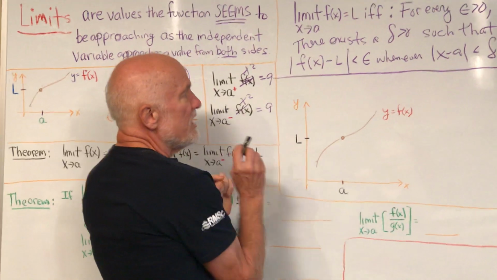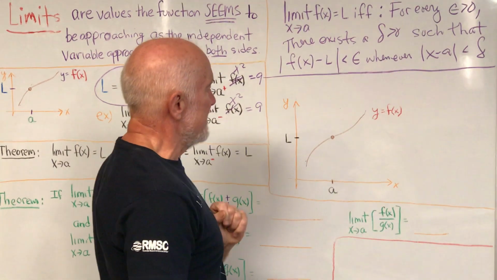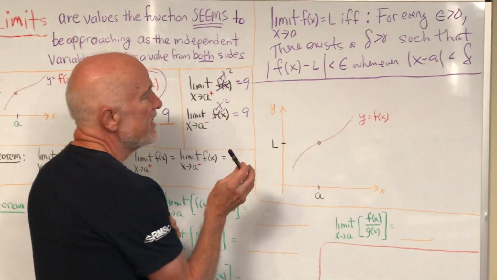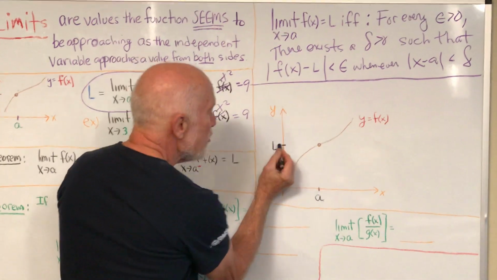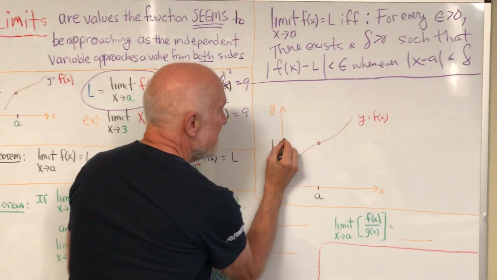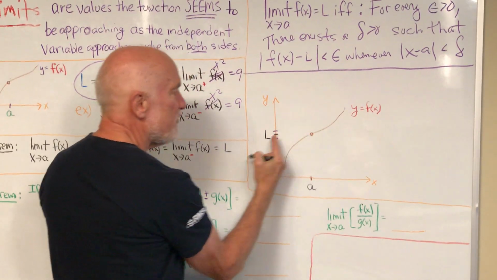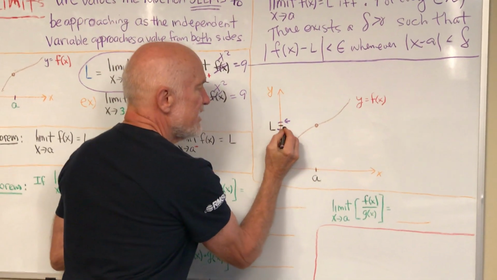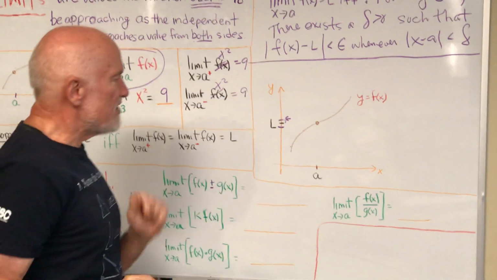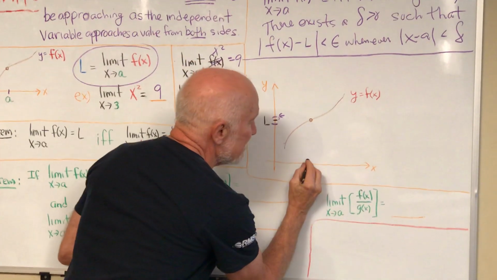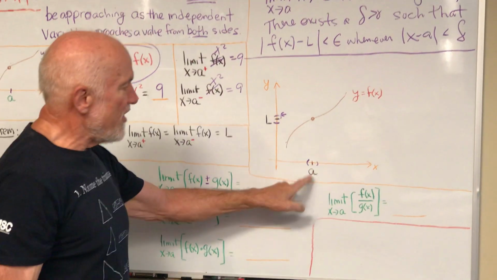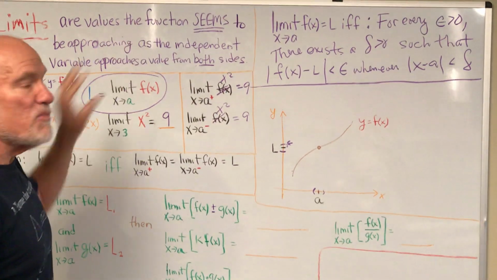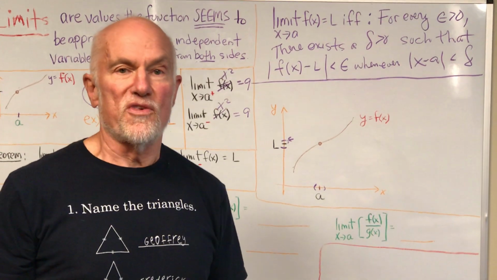That means if you pick any small number epsilon, no matter how small, we can get our function f of x close enough to L, within some distance epsilon, as long as we get close enough with our x value to a. So it's basically saying the same thing, but in much more mathematical terms.